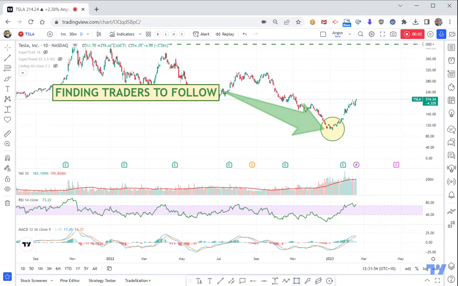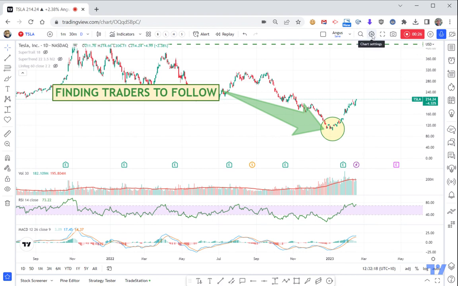Just a quick video to show you how you might be able to find some traders to follow. This was some functionality that existed a few years ago, and it's recently been re-enabled. When you're trading a chart, you might be thinking, I wonder what everyone else thinks about this particular chart, or what are they thinking in terms of long or short. There's two ways of doing it.